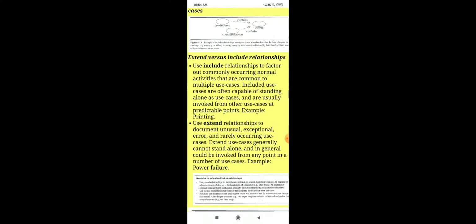And the third one is extend versus include relationship. In this, both extend and include relationships are used. Use include relationship to factor out commonly occurring normal activities that are common to multiple use cases. Included use cases are often capable of standing alone as use cases and are usually invoked from other use cases at predictable points. Example, printing. Then use extend relationship to document unusual, exceptional, error and rarely occurring use cases. Extend use cases generally cannot stand alone and in general could be invoked from any point in a number of use cases. Example, power failure.